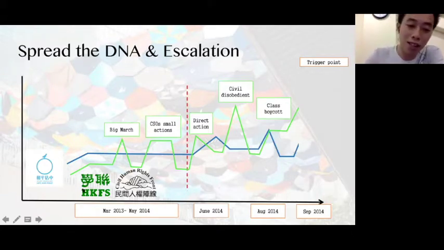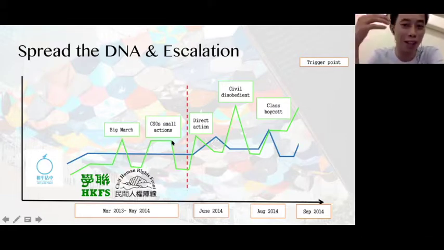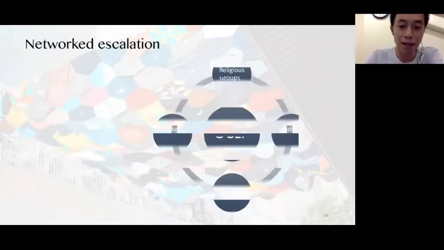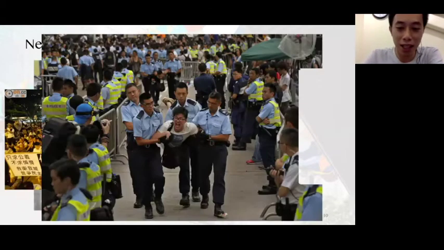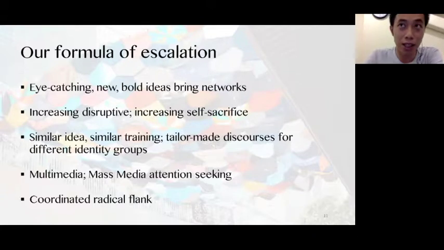So by having these other civil groups launch small actions that are consistent with civil disobedience, we are actually experimenting. We are actually testing the water. We are testing the acceptance of the general public. And if things went wrong, the backfire will go to student groups or other civil society groups, but it will not go to the Occupying Central Movement, which on one hand helped the escalation, but on the other, it avoided mistakes and avoided loss of confidence in the whole Occupying Central Movement.